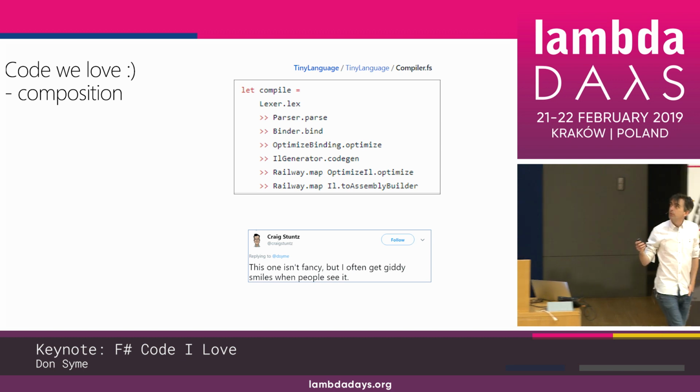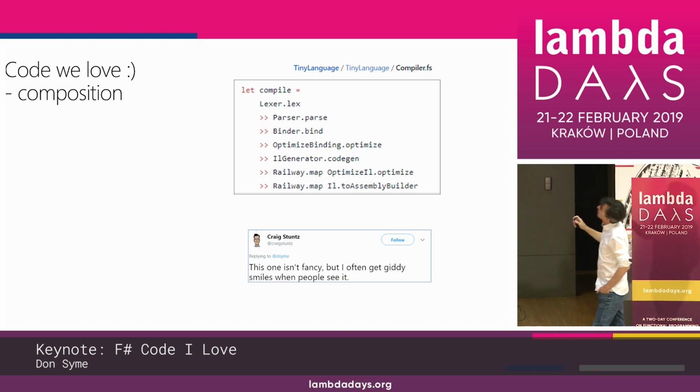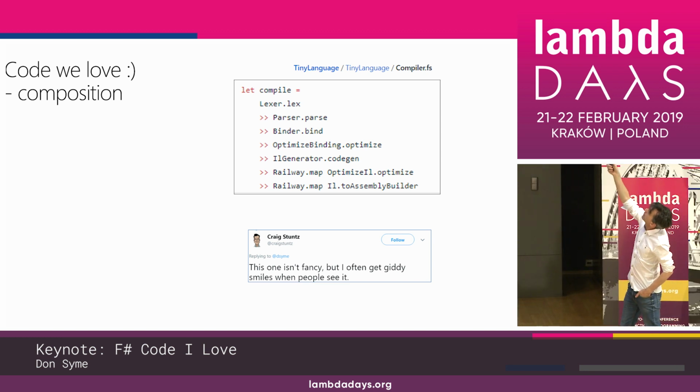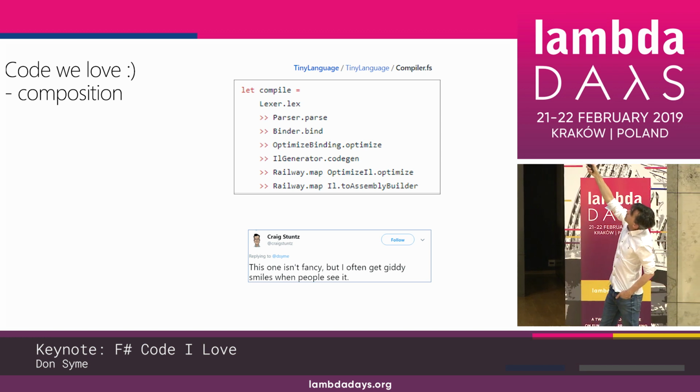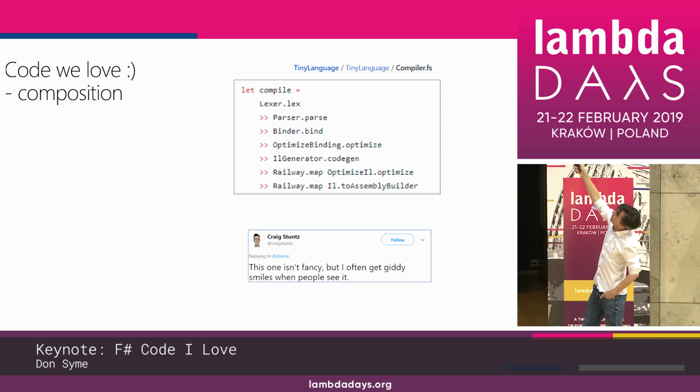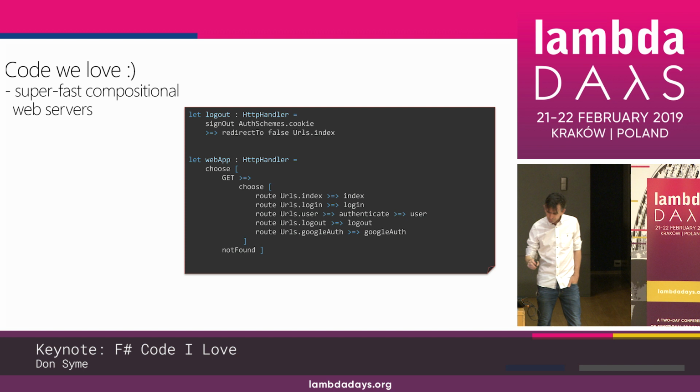Okay, F# code composition. Here we go. It's a beautiful little bit of code for the top level of a compiler. We all know this sort of thing, that you just compose the phases of a compiler. You can see here this use of railway-oriented programming for handling error cases coming out of the bottom. So nice little functional composition libraries there.